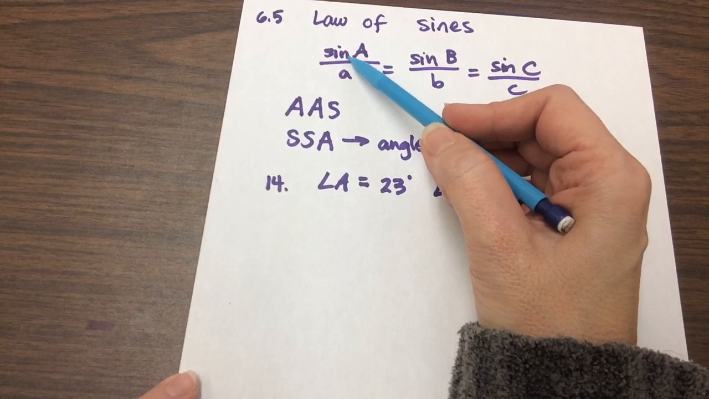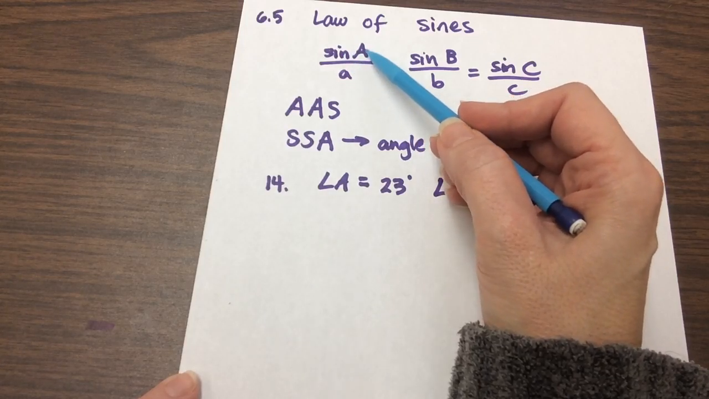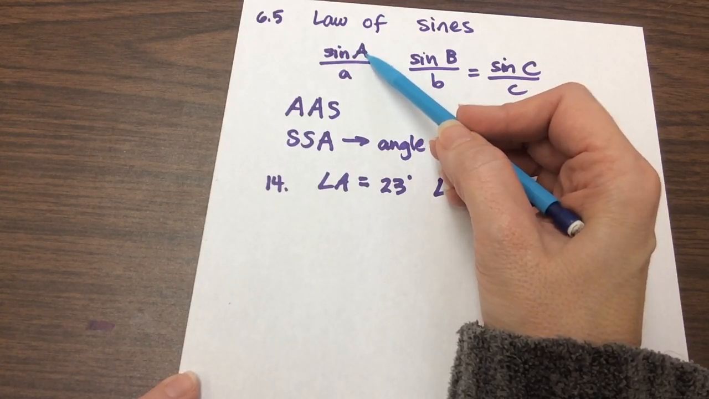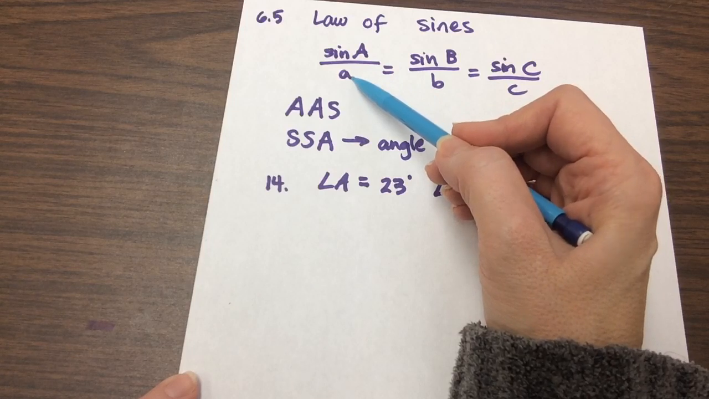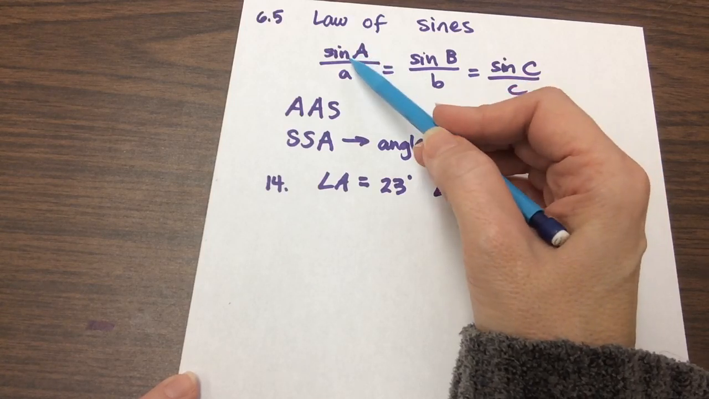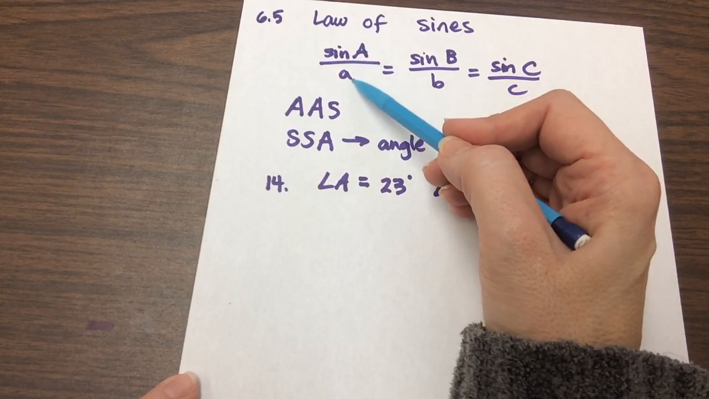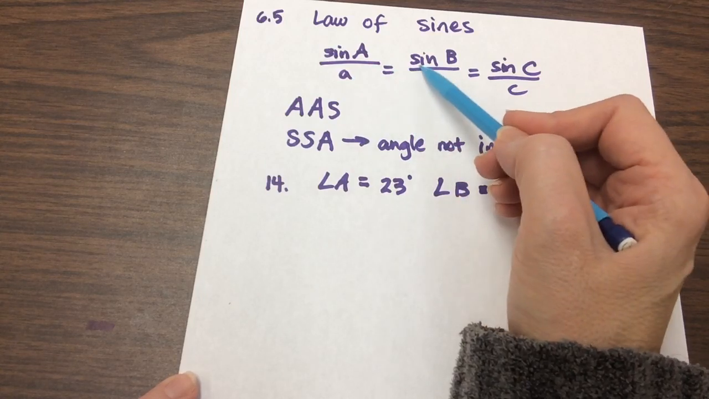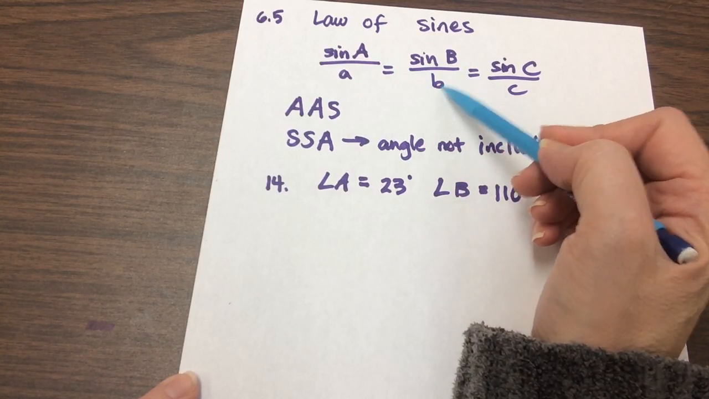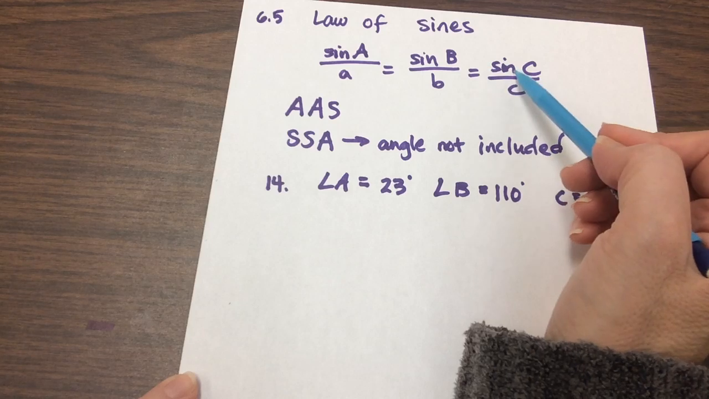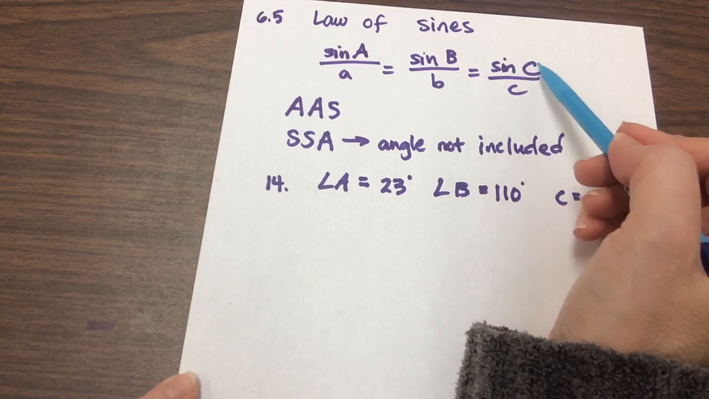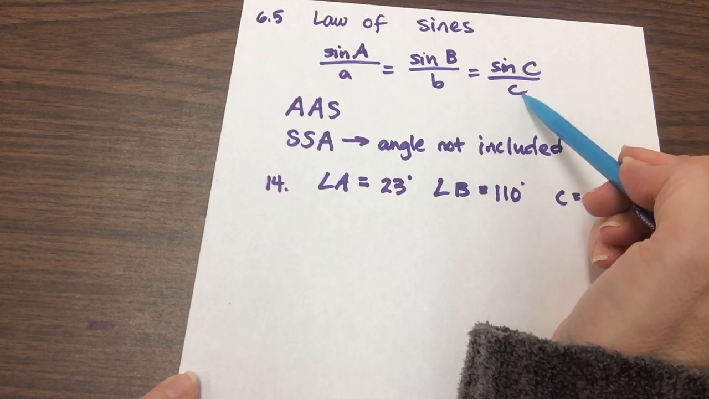So I've got the ratio of the sine of angle A. Remember that our capital letters are our angles and our lowercase letters are our sides. So I've got the sine of A over side A equals the sine of B over side B, equal to the sine of C, angle C, over side C.